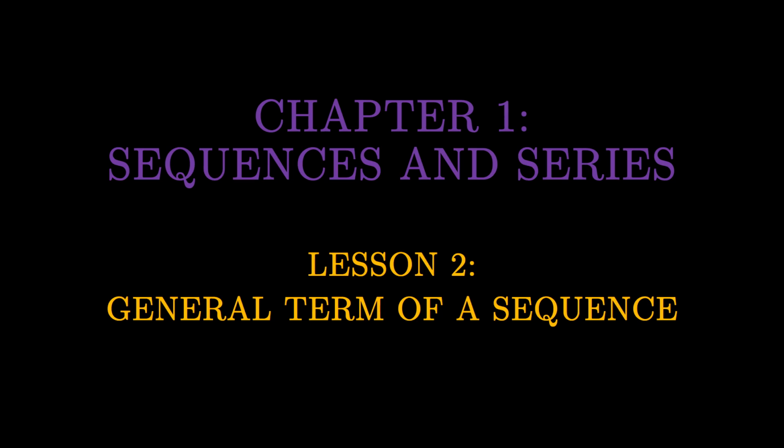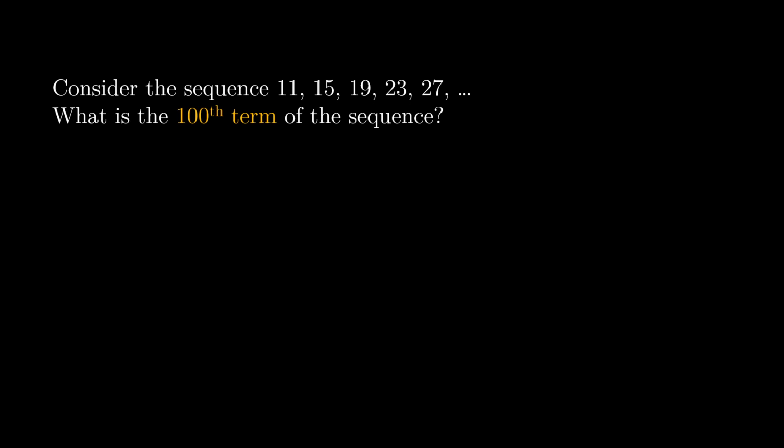So our lesson 2 for chapter 1, still sequences and series, we will talk about the general term of a sequence. So we have here, let's consider 11, 15, 19, 23, and 27, and so on. If we ask what is the 100th term of the sequence, doing it manually will take us time to compute. Because we know the rule, we can make some sort of formula to generate that certain term, the 100th term.